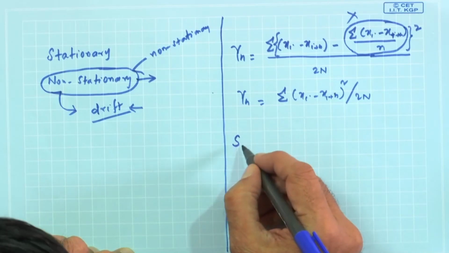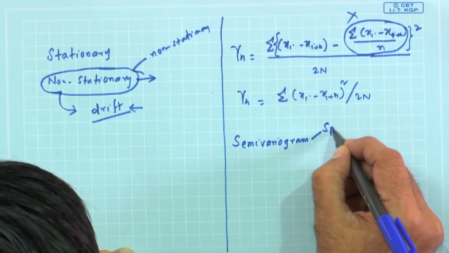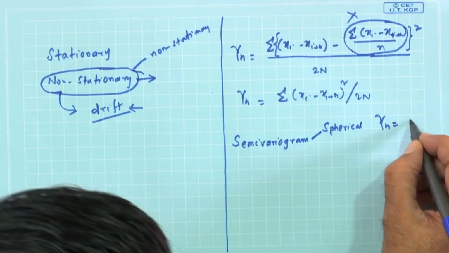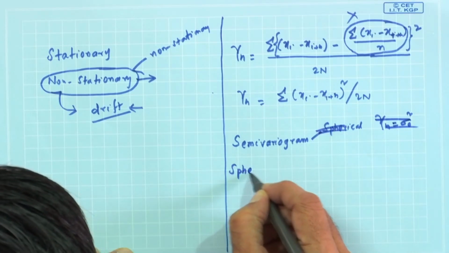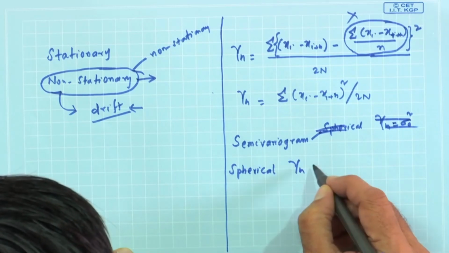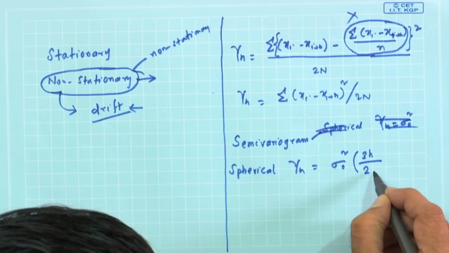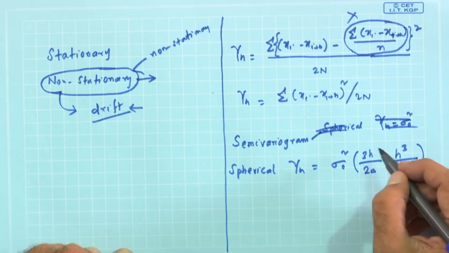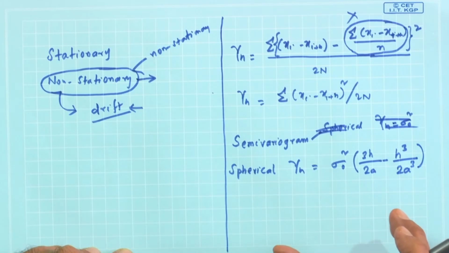So, a semi-variogram could be spherical, where it could be represented as gamma h equal to sigma 0 square, where sigma 0 square is the sill, times 3h by 2a minus h cube by 2a cube. Here h is our lag and a is the neighborhood, that means the range. a is also called the range or the neighborhood within which the relationship is valid.